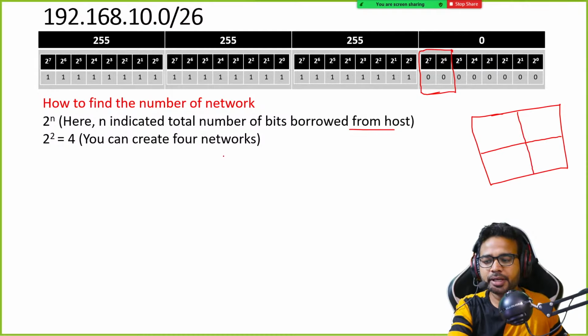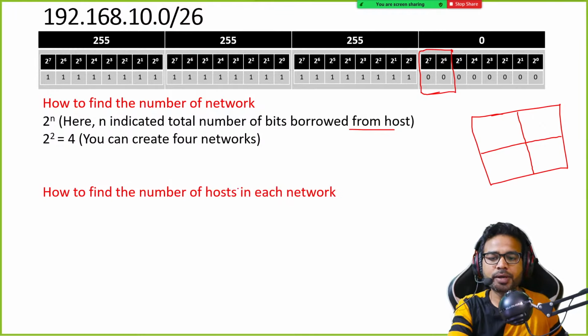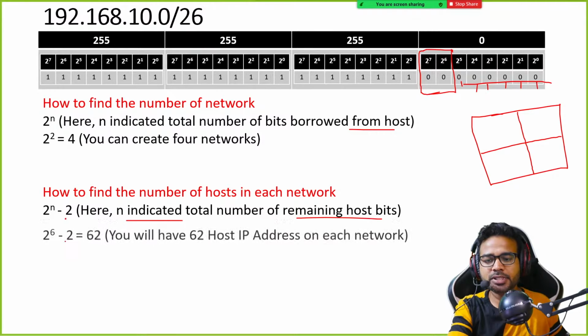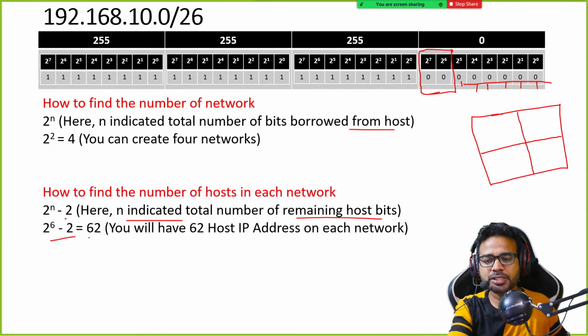Now on each network, how many IP addresses will you get? Let's find out. How to find the number of hosts on each network? The formula is very simple: 2 to the power n minus 2, and here n indicates the total number of remaining host bits. Whatever host bits are remaining, we have to count here. So how many bits are remaining? 1, 2, 3, 4, 5, 6. Correct? So 2 to the power 6 minus 2, which is equal to 62.